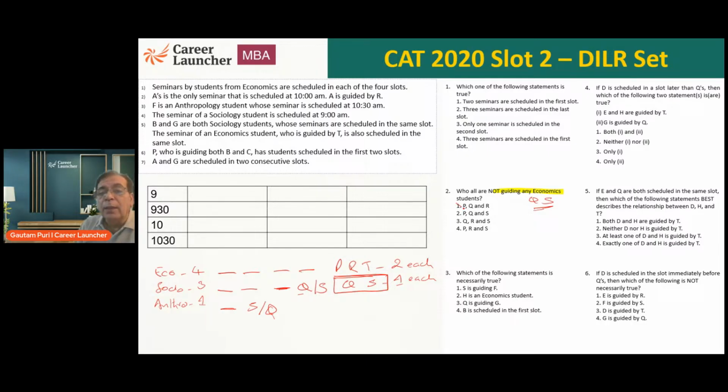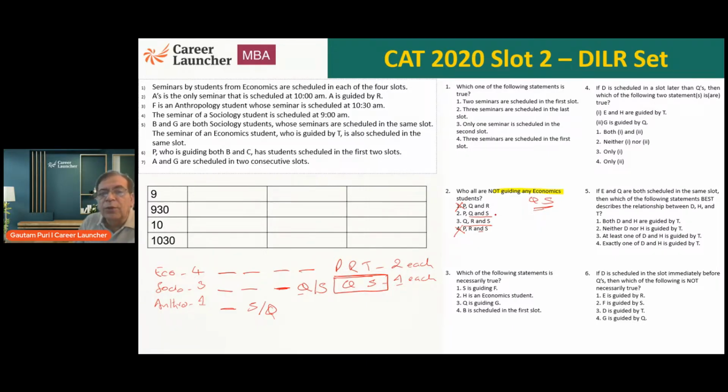Choice 1 is PQR, wrong. Choice 2 is PQS, can be the correct answer. Choice 3 is QRS, can be the correct answer. Choice 4 is PRS, cannot be the right answer because Q is missing. I hope this is clear. We can straight away say because Q and S are handling one student each, and each economic prof will handle 2 students each. So Q and S cannot be guiding any economic students.